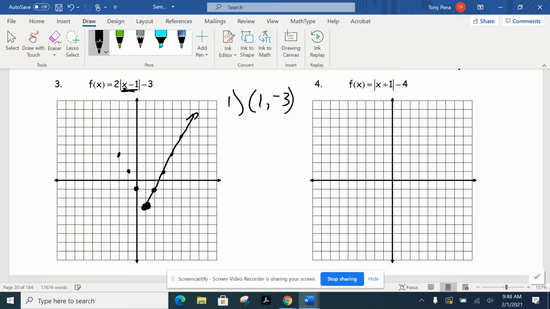And this we're pretty good at, really. When we did that quiz where we had to graph these, this was pretty good.